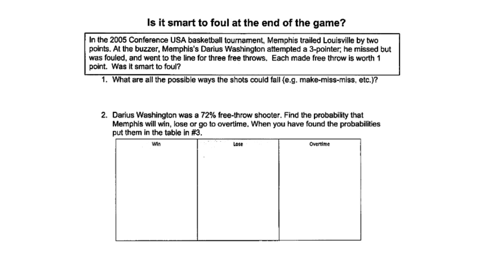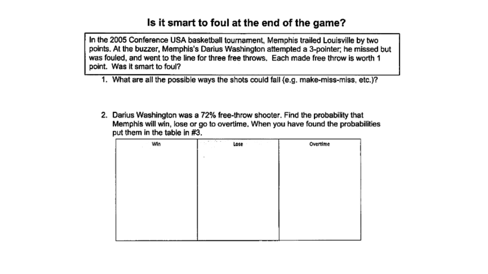So looking at our first one here, in 2005, Conference USA basketball tournament, Memphis trailed Louisville by 2 points. At the buzzer, Memphis' Darius Washington attempted a three-pointer. He missed but was fouled and went to the line for 3 free throws. Each made free throw is worth 1 point. Was it smart to foul? So we can determine this by looking at probabilities. If we look at our first question here, what are all the possible ways the shots could fail?